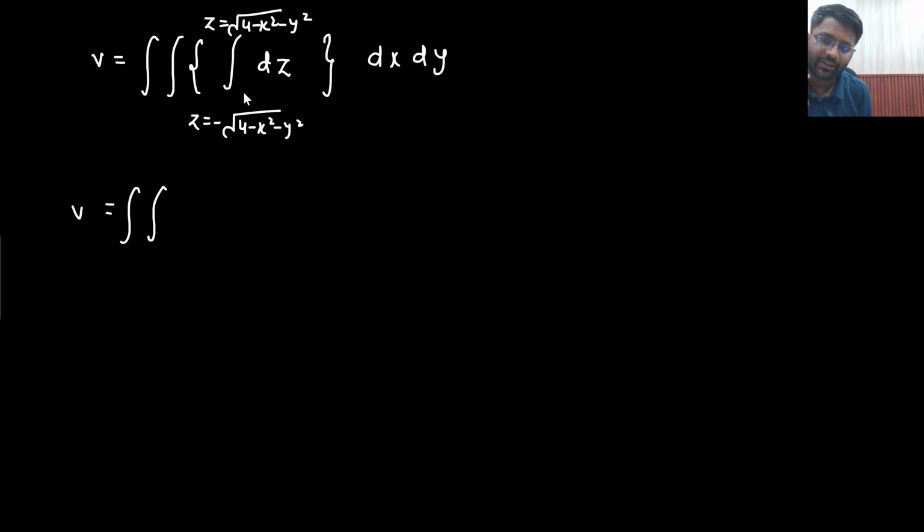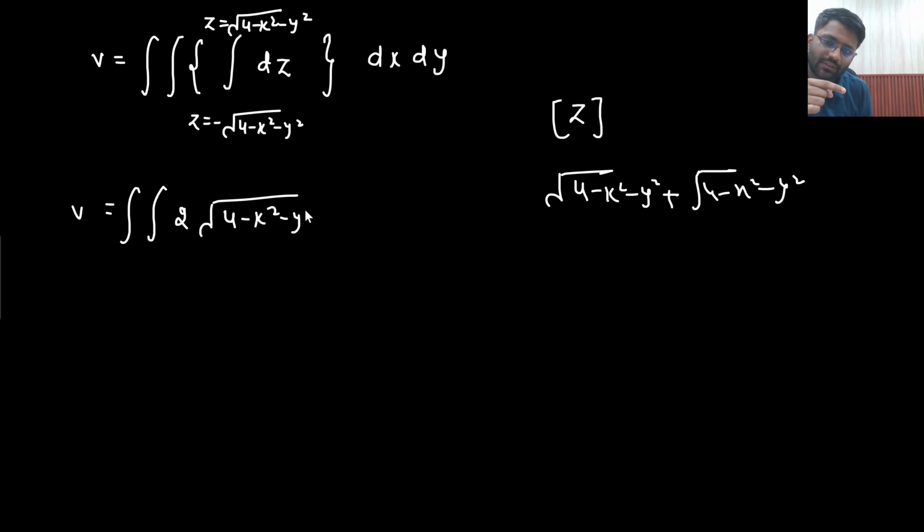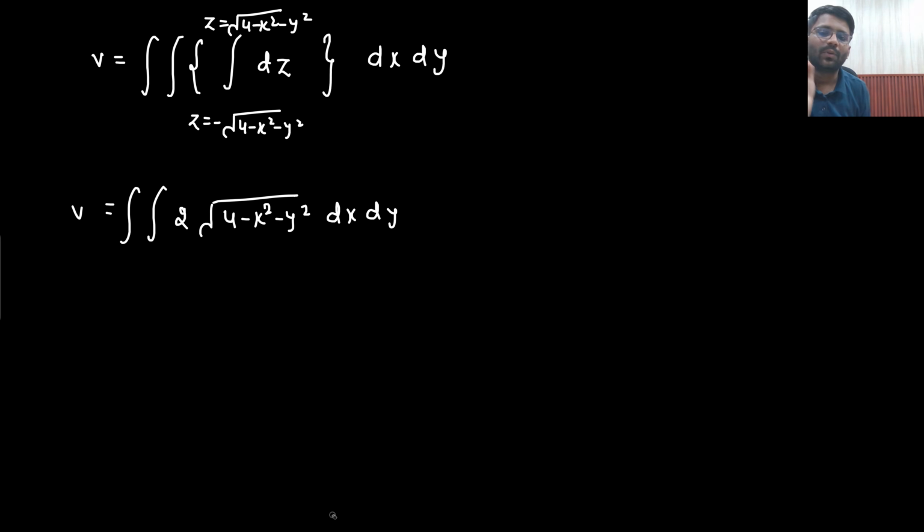Yes, sir, this part we can solve. What answer will you get? V equals a double integral. When I solve this part, the integration of dz would be z only, then simply put this limit and then that limit. When I put both of the limits, we get the square root of 4 minus x square minus y square, minus the negative of it, which gives 2 times the square root of 4 minus x square minus y square, dx dy. This is what I will be getting. Now what I need to do is put the limit of x and y.